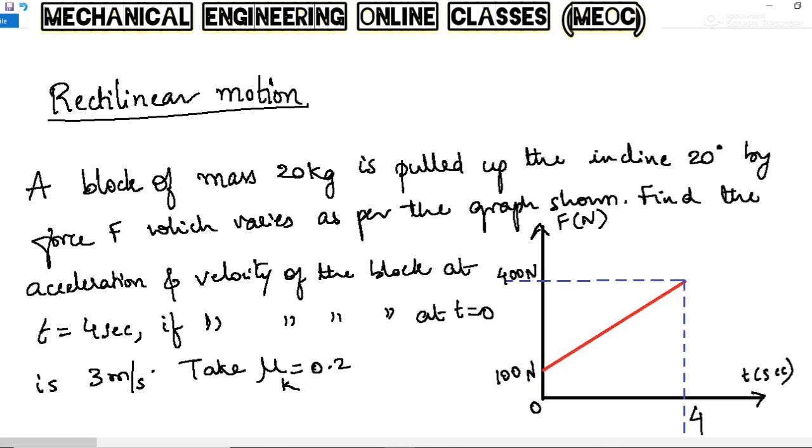So let us see a question. A block of mass 20 kg is pulled up an incline of 20 degrees from horizontal by a force F, which varies as per the graph shown. We have to find the acceleration and velocity of the block when t is 4 seconds, if we know the velocity of the block at t equal to 0 as 3 meters per second, and the coefficient of kinetic friction is given as 0.2. Let us try to solve this problem.